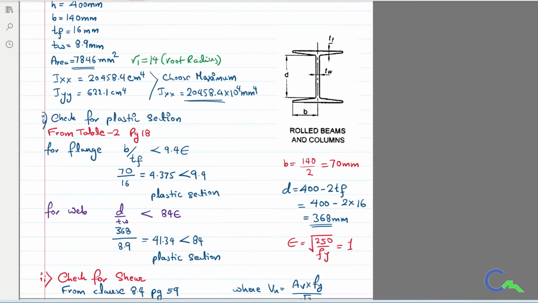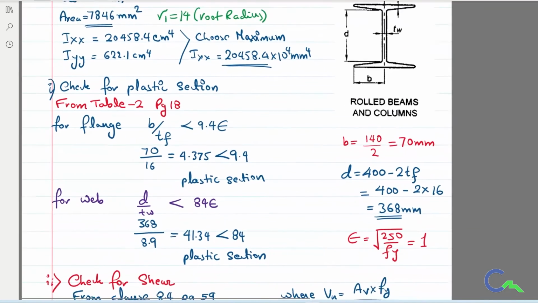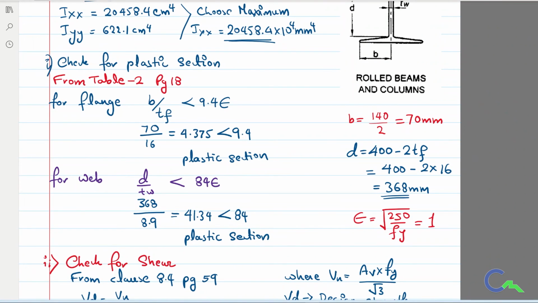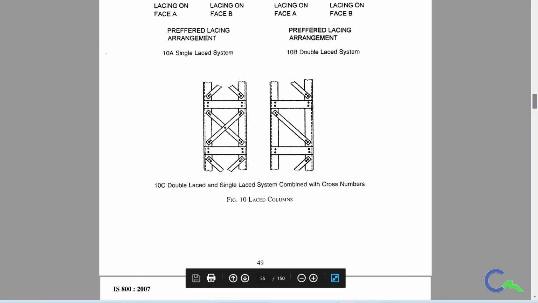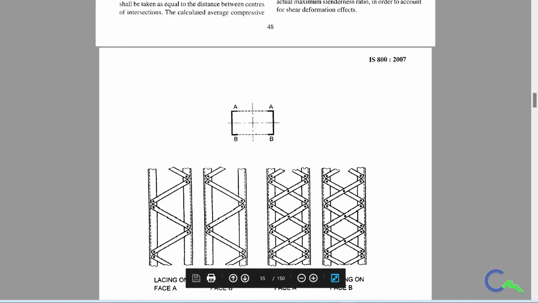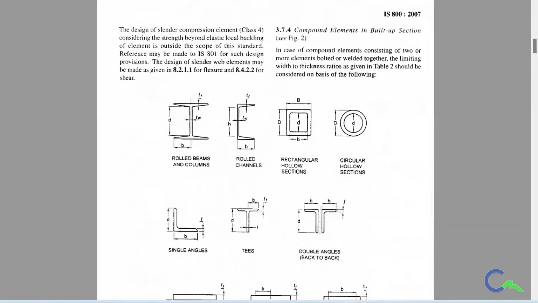So if you refer page number 18 and 19, I said for the plastic section B by TF value should be less than 9.4 epsilon and D by TW value should be less than 84 epsilon. So refer the steel table page number 19 and 18, so you can classify the section over there.